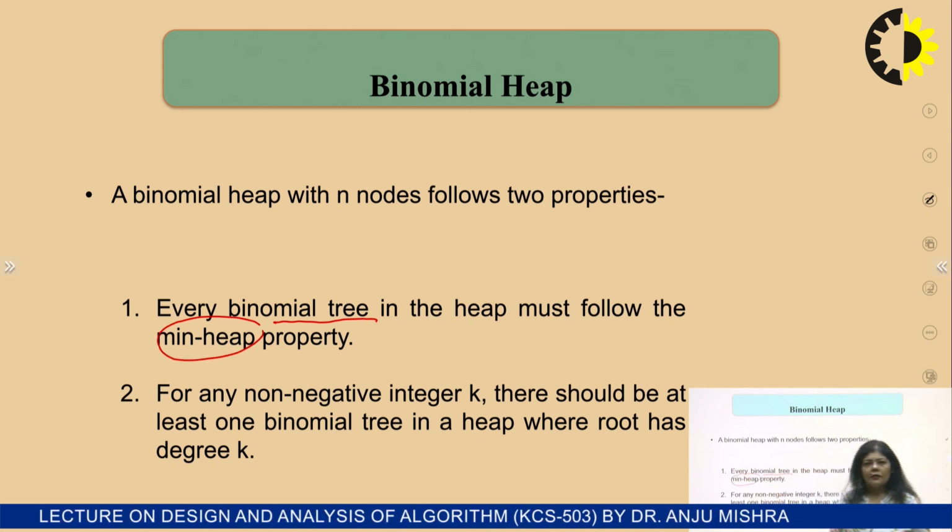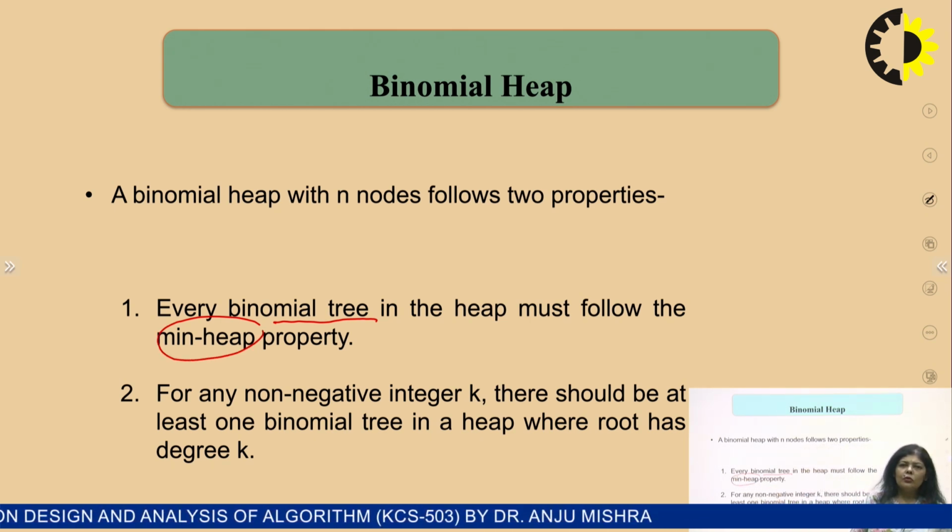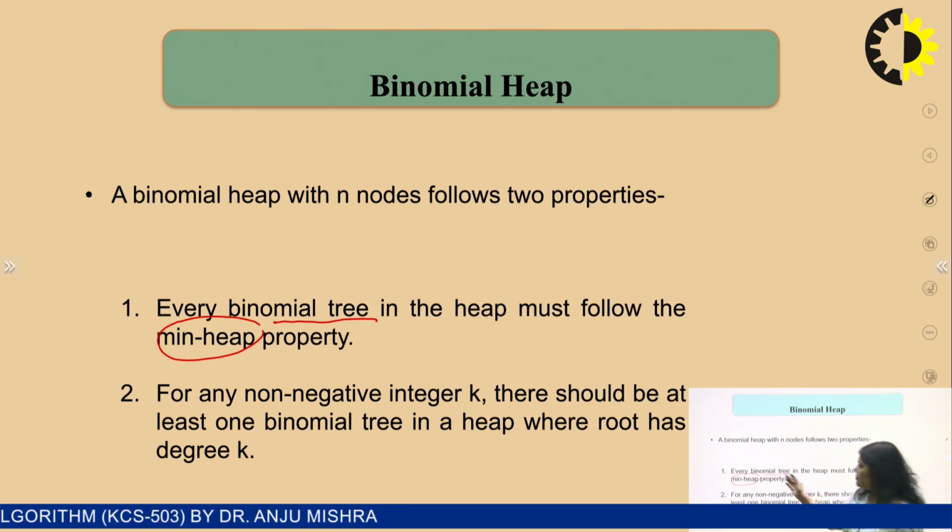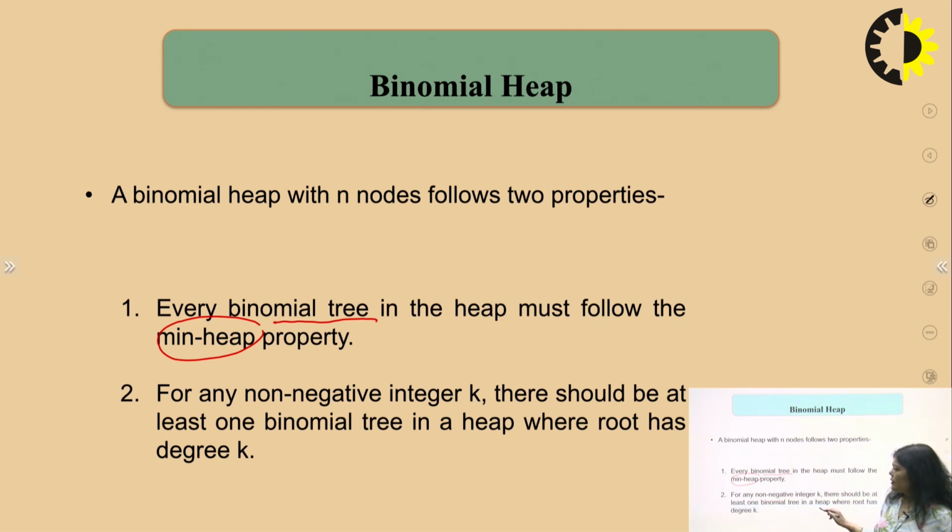So every individual tree, B0, B1, B2, those binomial trees, they must essentially be minimum heaps in themselves. The second property that the heap needs to follow is that for any non-negative integer k, there should be at least one binomial tree in the heap where the root has degree k. So what does this second property mean?